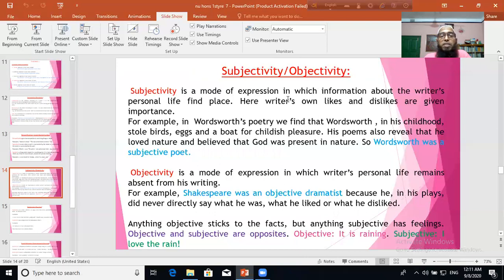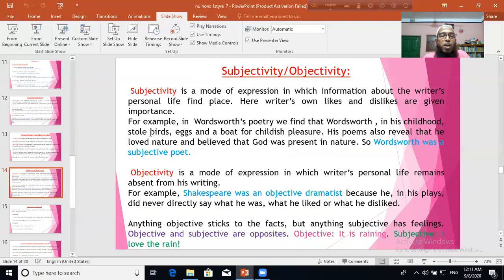Subjective is the mode of expression in which information about the writer's personal life finds place. Here, the writer's own likes and dislikes are given importance. For example, in Wordsworth's poetry, we find that Wordsworth, in his childhood, stole birds' eggs and a boat for childish pleasure. You see, very funny about Wordsworth, the poet.